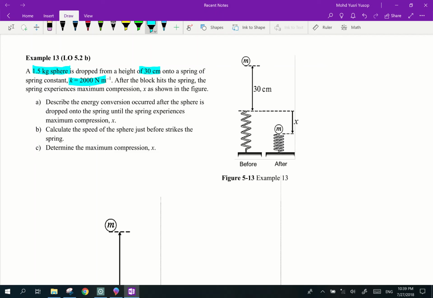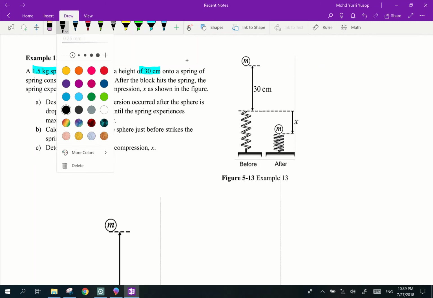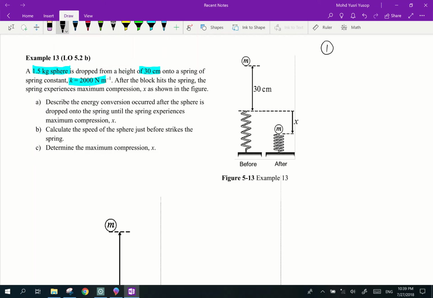compression X. So, yang pertama sekali untuk menyelesaikan masalah ini ialah kita kena identify what is our system. In this question, the system is the sphere. The system are the sphere and the spring. So, ada dua sistem yang kita nak kaji. Ada dua sistem yang akan ada energi, yang akan simpan energi, iaitu sphere dan juga spring.